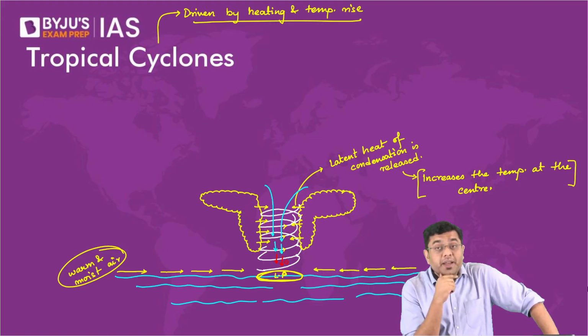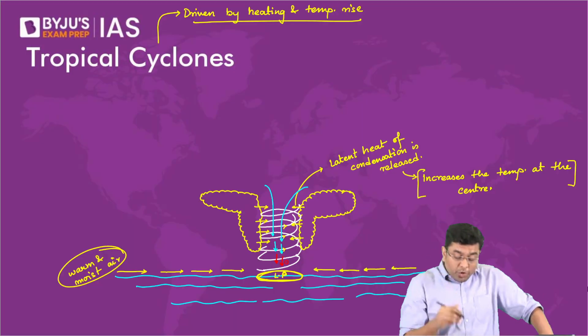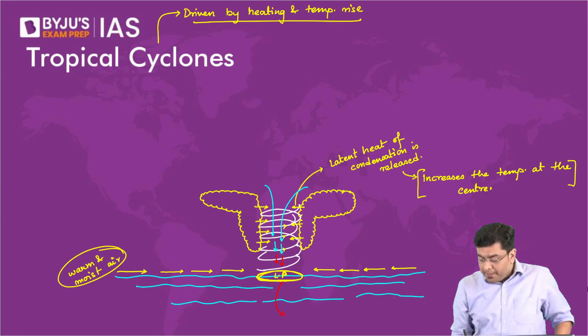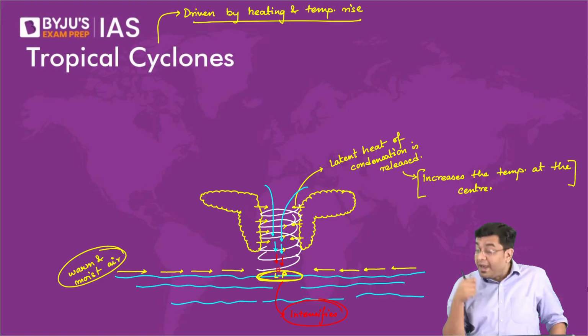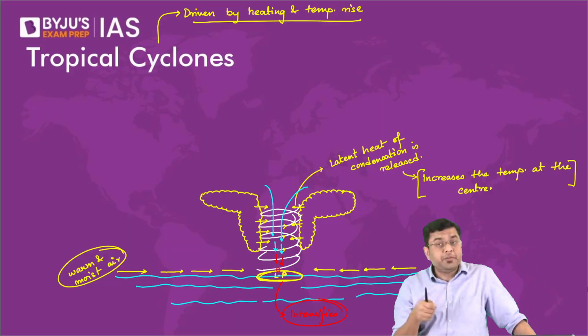Low pressure will intensify. It will become much stronger. So when the low pressure intensifies, that sinking air will warm it further because of the adiabatic compression. So then the low pressure intensifies, and when it intensifies, what does that mean?